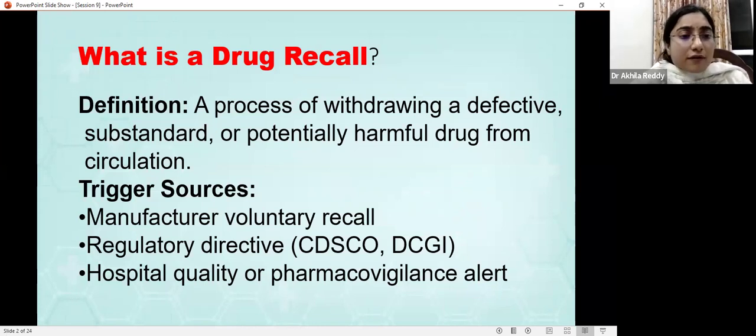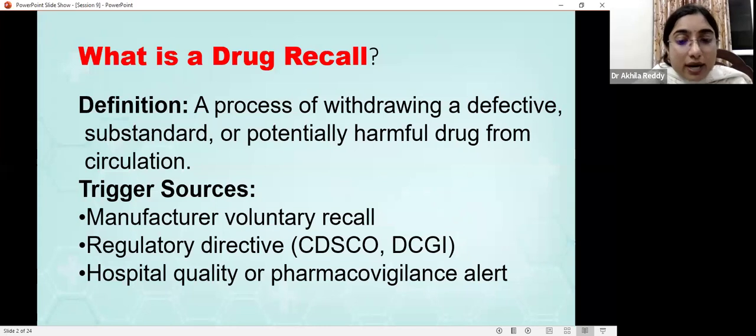Then whenever the same reactions are seen with the same molecule, pharmacovigilance will be alert on that molecule, on that drug or any brand. PV centers will monitor that batch or molecule exclusively, whatever the case may be, and will be alert on the particular drug.